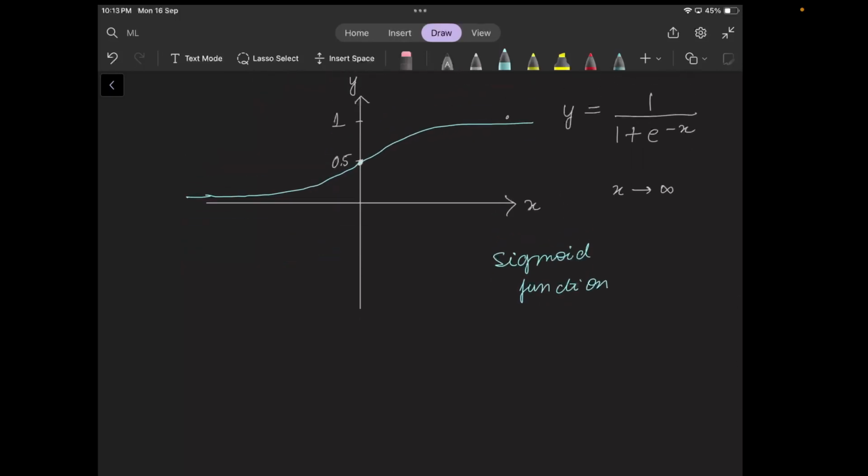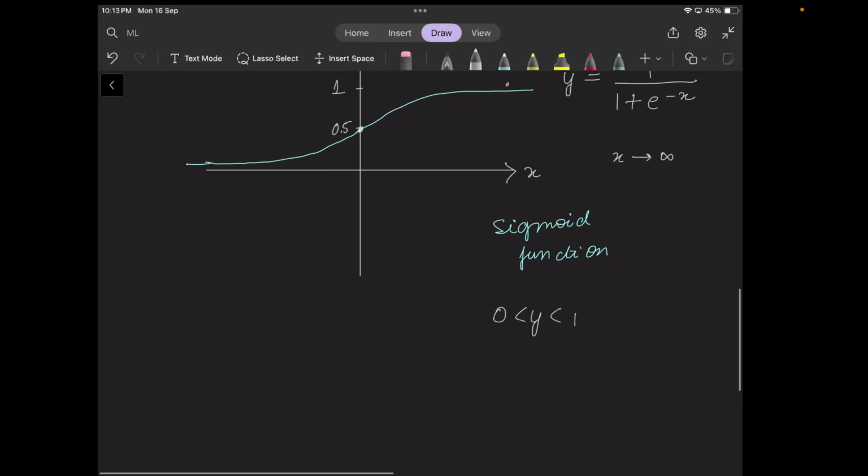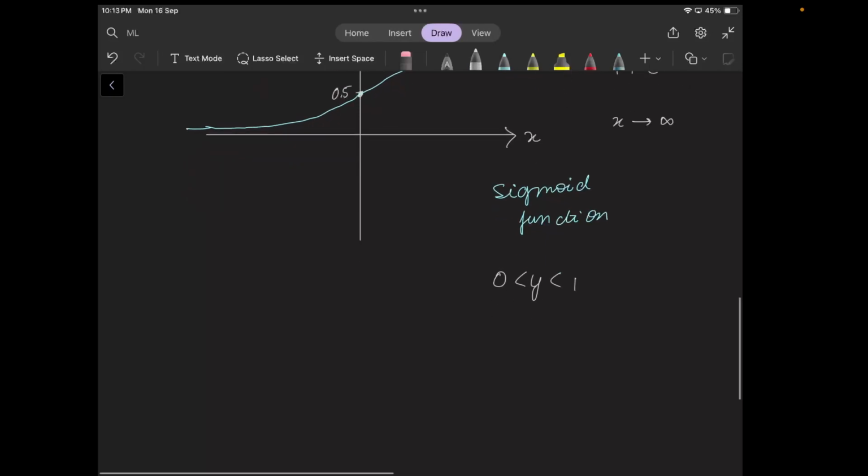So the value of y for the sigmoid function would always be between 0 and 1. Now, if we talk about linear regression, we had something like this: f w comma b of x was w dot x plus b. Now this is for linear regression.